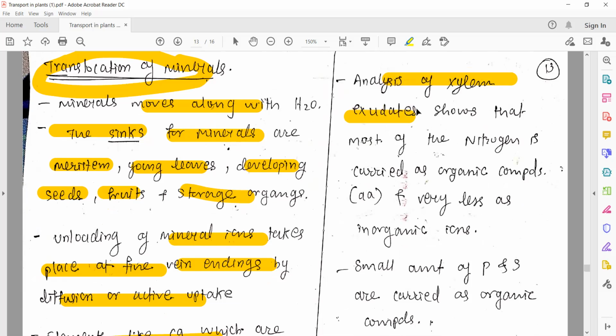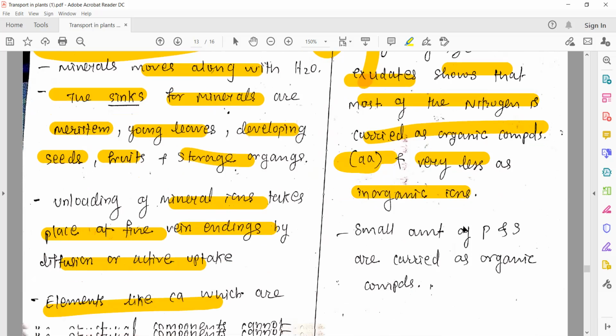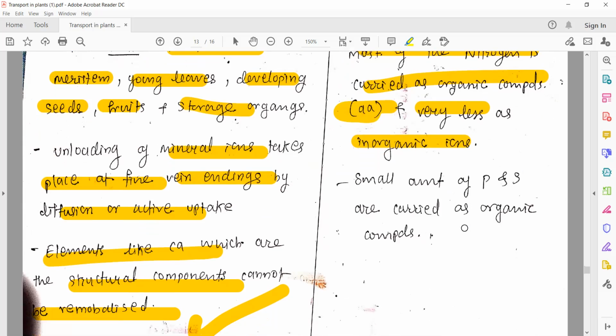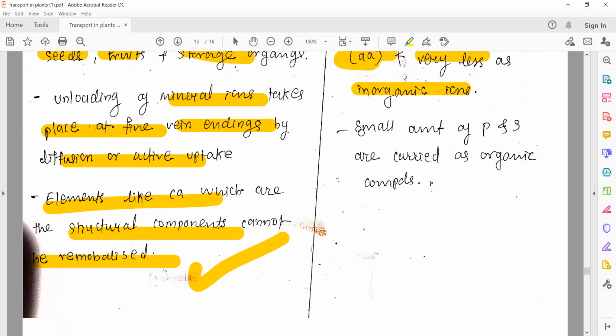Okay, exudates show that most of the nitrogen is carried as an organic compound. Very, very important statement, straightforward questions can come from here. These are NCERT lines. Analysis of the xylem exudate shows that most of the nitrogen is carried as an organic compound, that is in the form of amino acids, and very little as inorganic ions. So mostly it is carried as organic compounds as compared to inorganic ions, which are carried in very small amounts.